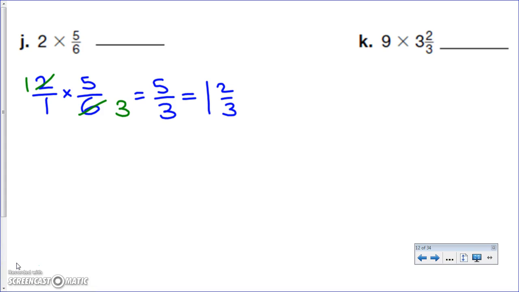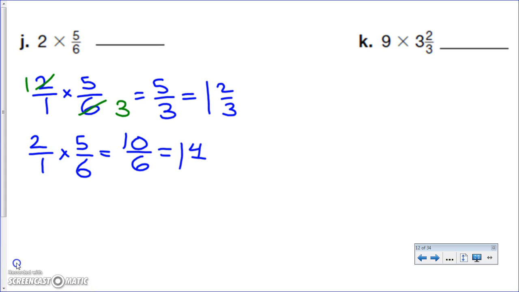And just as we did with the last one, I'm going to show you again using the way with simplifying at the end instead of at the beginning. So we have 2 over 1 times 5 over 6. So then we get 10 over 6, and we're going to simplify that, turn it into a mixed number. So that becomes 1 4/6. Which then when you simplify dividing the 4 and the 6 by 2, you get 1 2/3. So it's the same answer either way you do the problem.